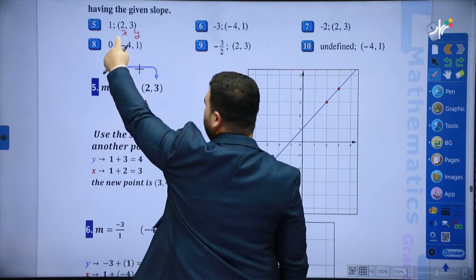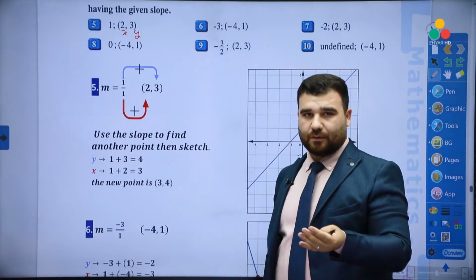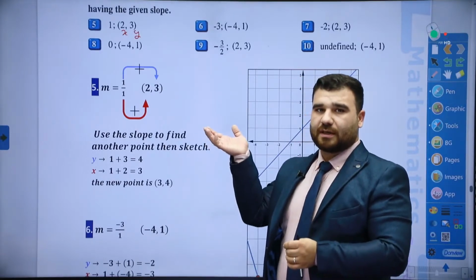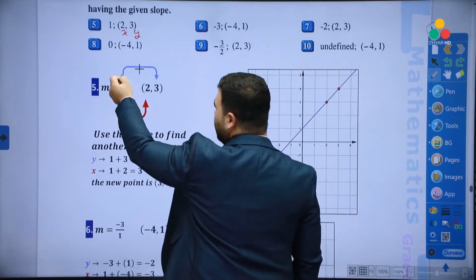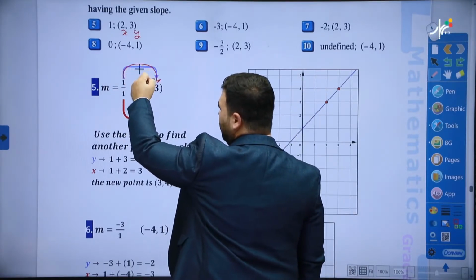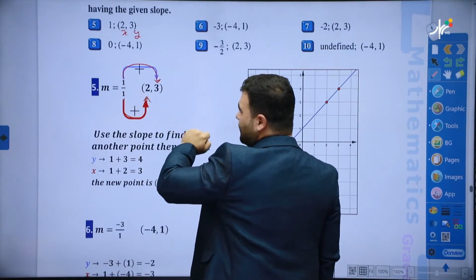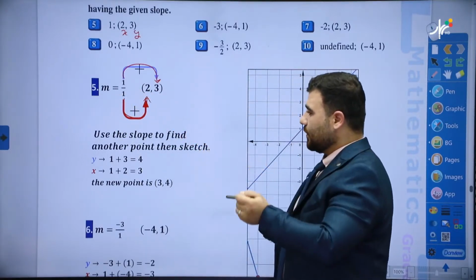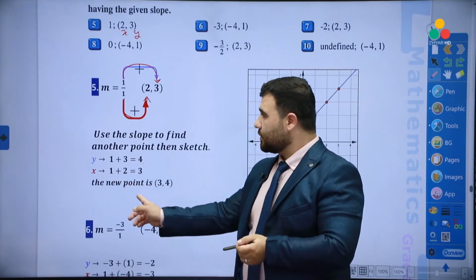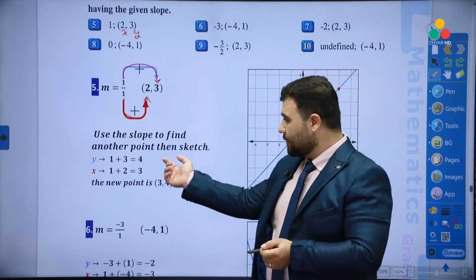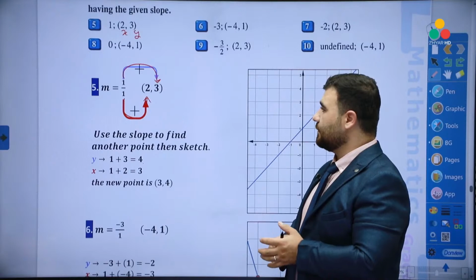Then this slope of question 5 is just 1. Just 1 means 1 over 1. The upper number is for y, the lower number is for x. So we're going to add the upper number to the y of the point and add the lower number to the x of the point. 1 plus 3 is 4. 1 plus 2 is 3. So y is 4, x is 3, the point is (3, 4).